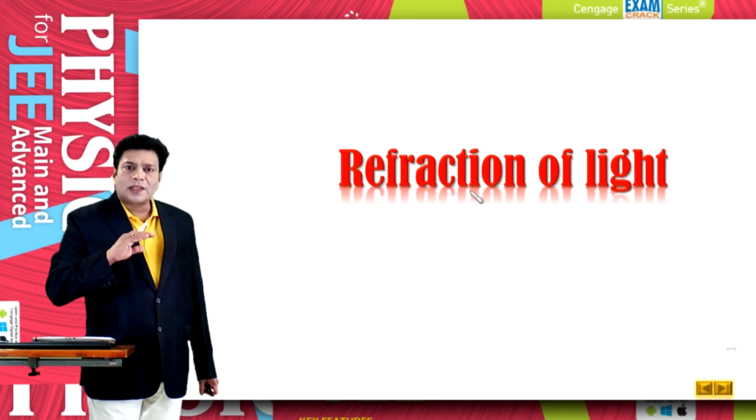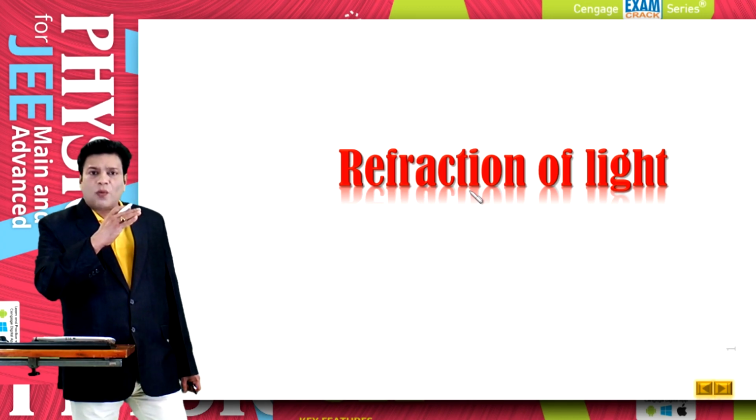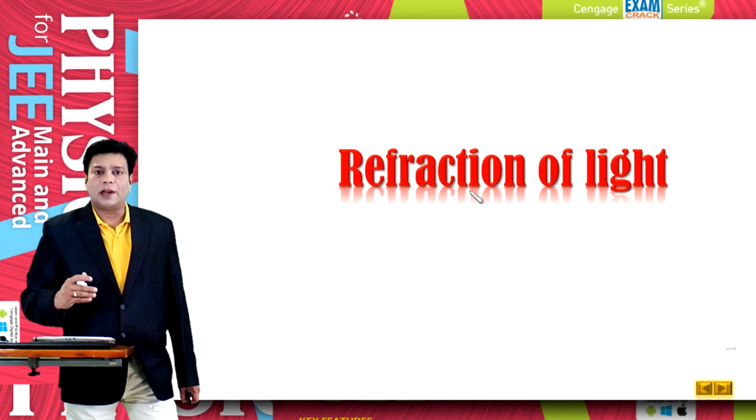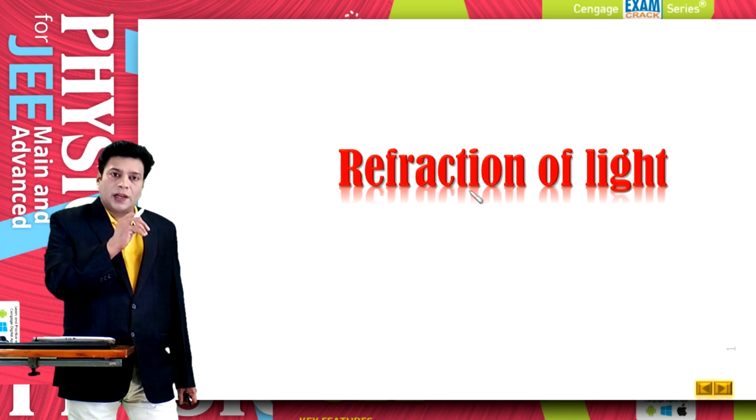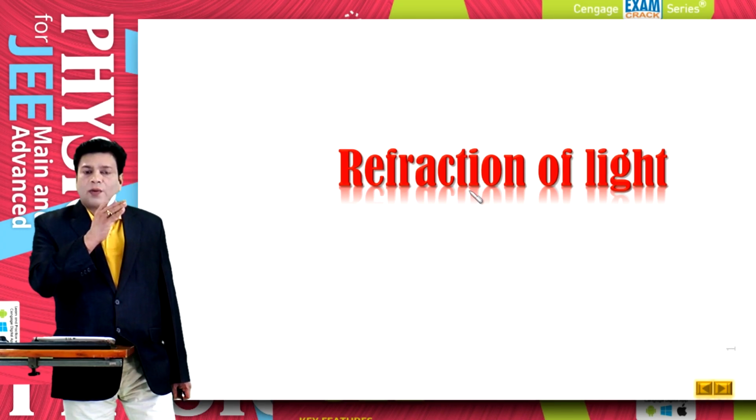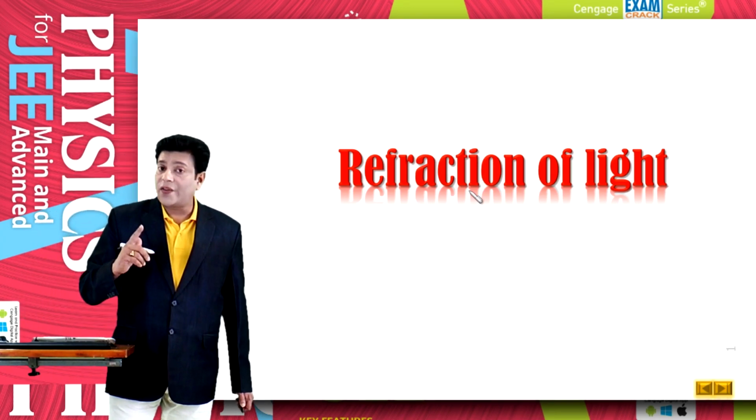In general, we will see that the change in speed as light travels from one material to another changes the direction of the light. That is, there is a certain deviation of the light from the incident direction. The change in the direction is called refraction.